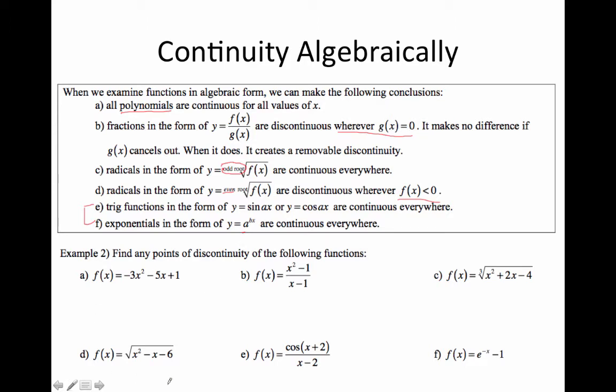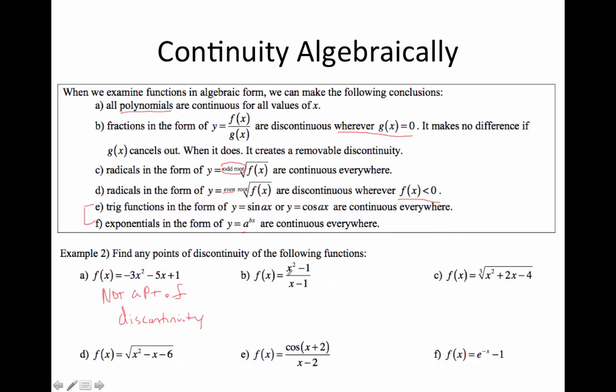So I have a nice set here of some functions, and they ask us to find points of discontinuity. And again, we can kind of go through these. I'll do some, and then I'll let you try to fill in the rest. So graph A is a nice polynomial, so there's no discontinuities. There's not a point of discontinuity in this one. Or in other words, this is a continuous function.